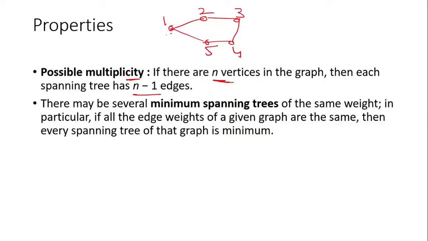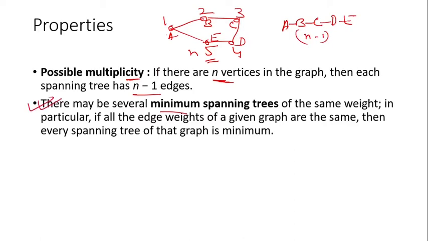may be, let's say I'm naming the vertices A, B, C, D, E. One of the spanning trees may be A, B, C, D, E. This is a spanning tree. So obviously you can see how many edges are connected: 1, 2, 3, 4. But the number of vertices is 5. So n is the number of vertices, and the number of edges is n minus 1. There may be several minimum spanning trees.